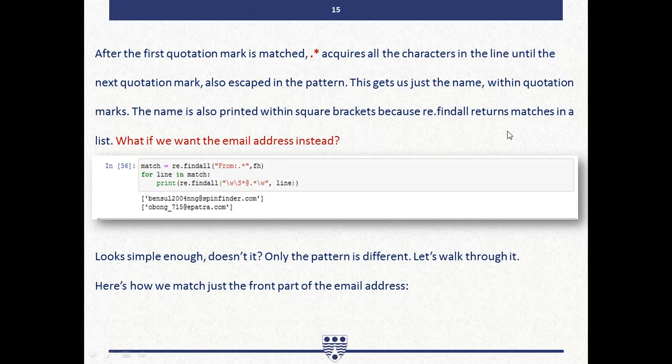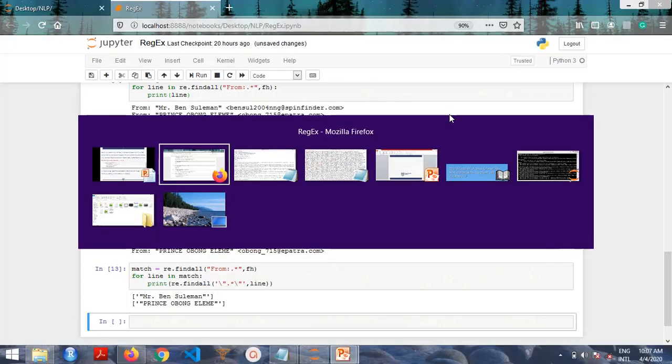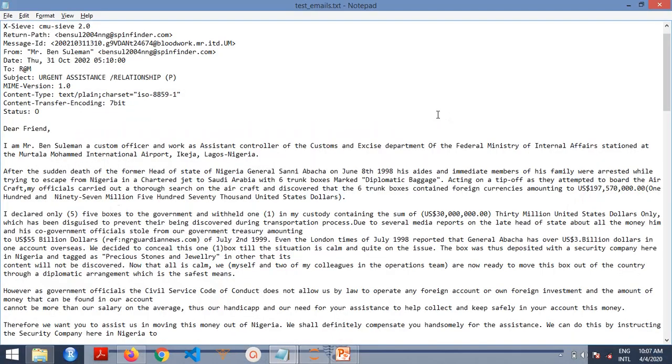Okay, so let's go back to our notebook and learn how to get email from our corpus. Okay, so first of all, we'll look at our corpus first and see where the email lies. So this is it.